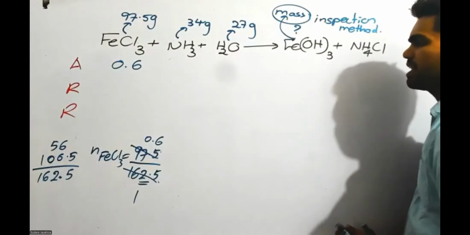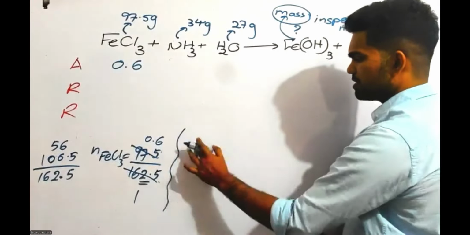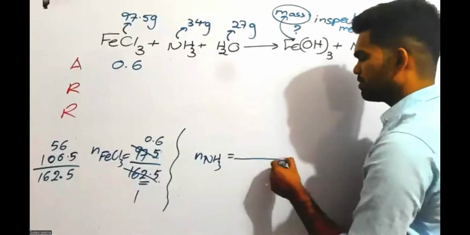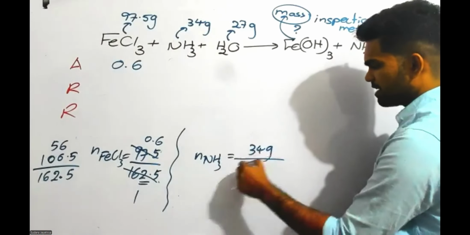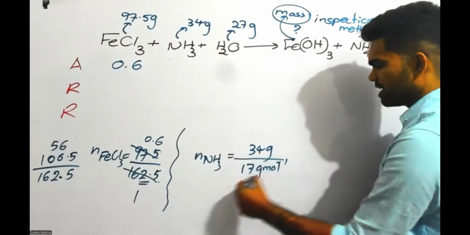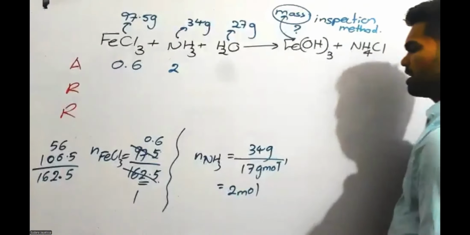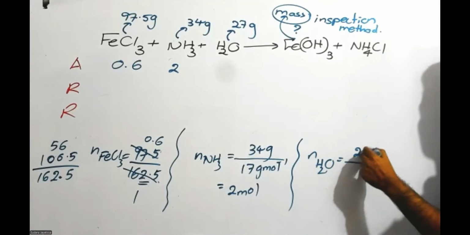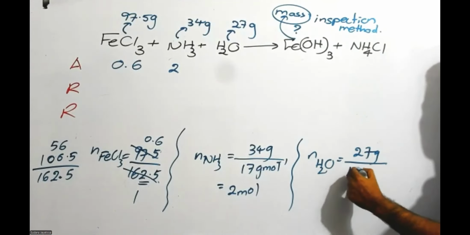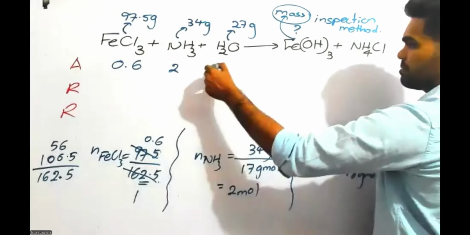Next, we need to find the moles of NH3. The molar mass of NH3 is 17 grams per mole, 14 for nitrogen and 1 for each hydrogen. So 34 grams divided by 17 grams per mole. It's very easy, you will get 2 moles. And for moles of water, you divide 27 grams by 18 grams per mole. You can see it is divisible by 9, so 3 over 2, that is 1.5. So the number of moles is 1.5.